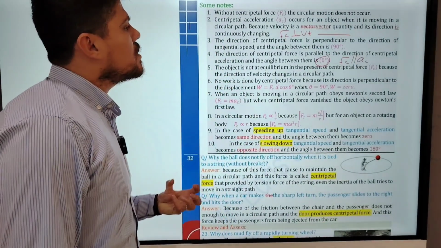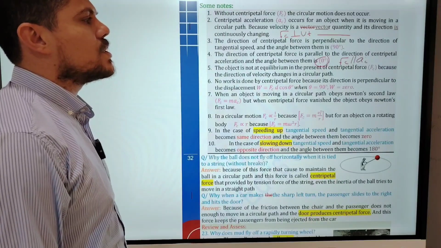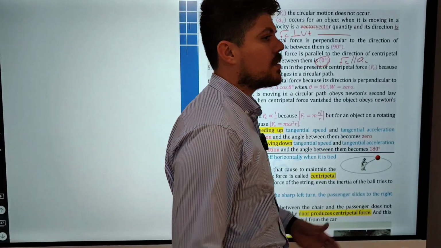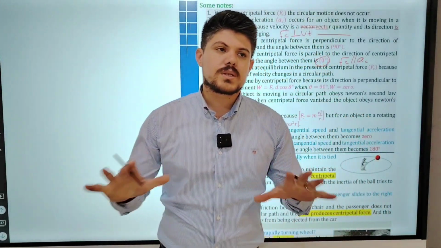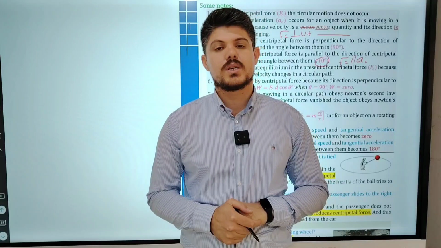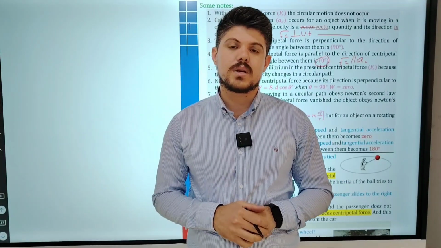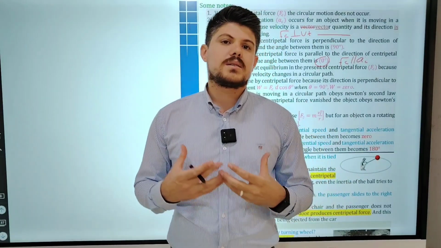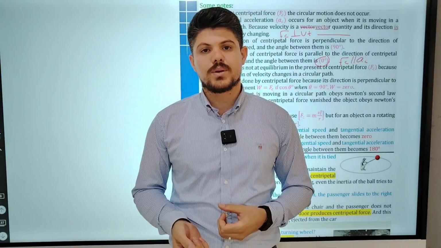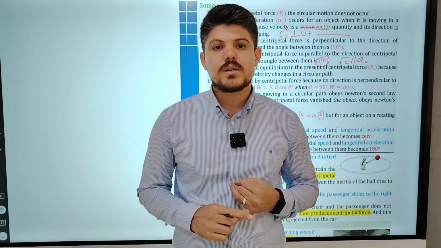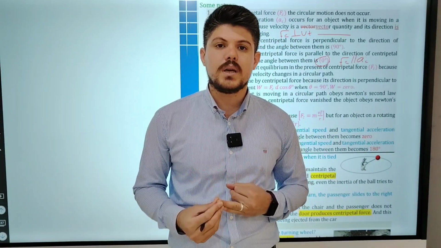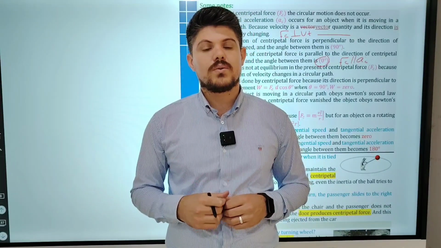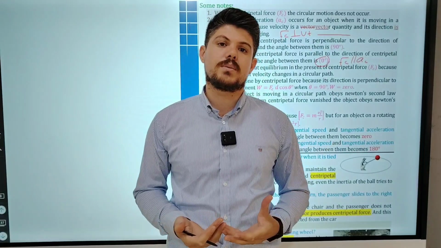The object is not at equilibrium in the presence of the centripetal force. Why? Because the direction of the velocity changes in a circular path. We will study equilibrium in detail, rotational equilibrium and translational equilibrium. Let me give you some information about equilibrium. When does an object have equilibrium? When the object is at rest or moving at constant speed. In that case, the net force is 0 for the straight path, not for the circular path.